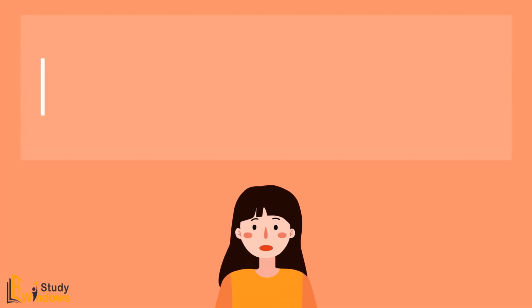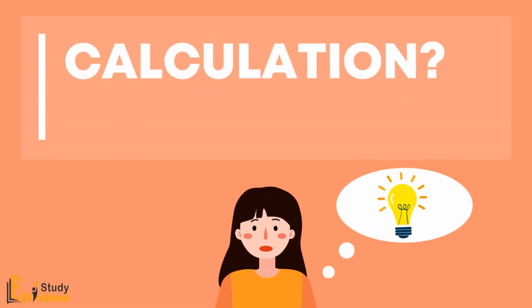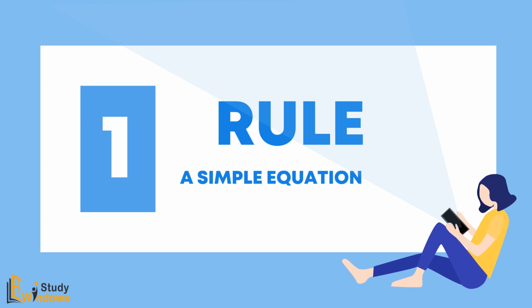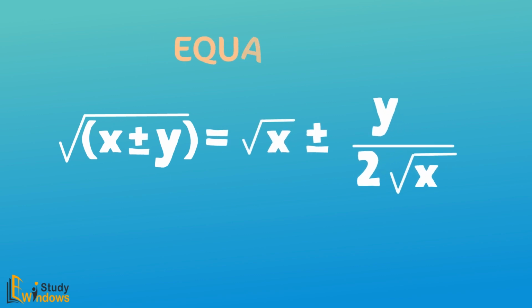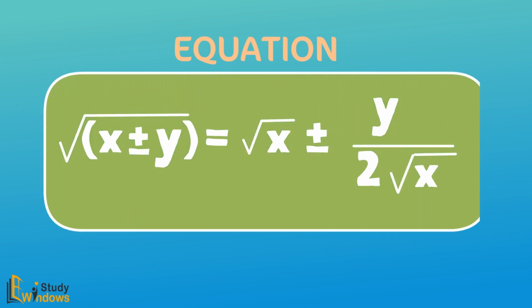Now, how do we calculate it? It's very simple. We need to know only two key points. Rule 1. Need to remember only a very simple equation. Square root of x plus minus y is equal to square root of x plus minus y divided by 2 root x. This is a very simple equation, and we can find out the square root of 3 or any other non-perfect squares easily. So, this equation needs to be kept in mind.